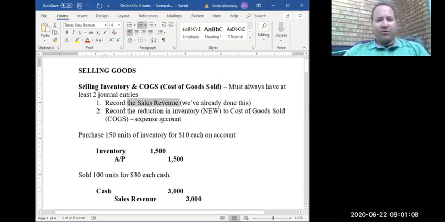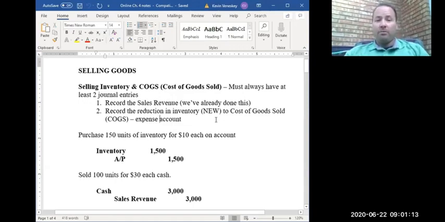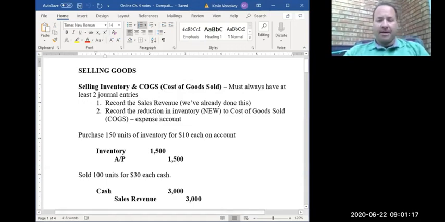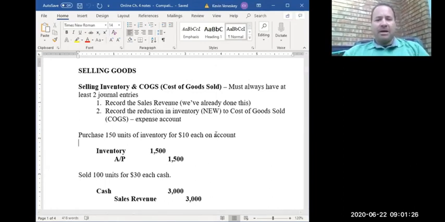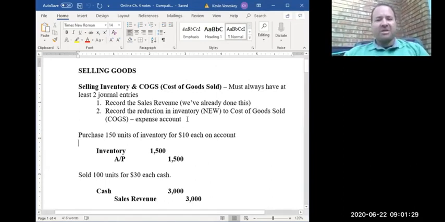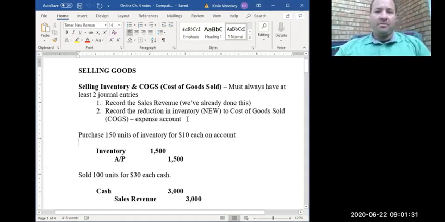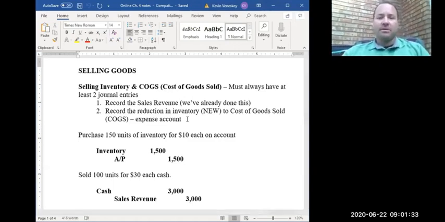And then the second entry, that's going to be the new thing that we're doing. We're going to have a new account. One of the new accounts is called cost of goods sold. It's on our T account sheet, and we'll get into that when we get into the problem. That is an expense account. It's basically expensing out the inventory that we originally purchased. And it's expensing that inventory at the cost that we bought it, not the cost that we're selling it at.